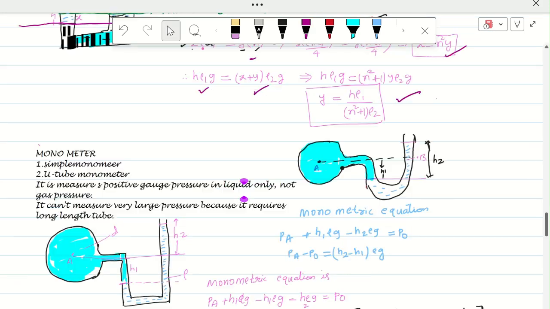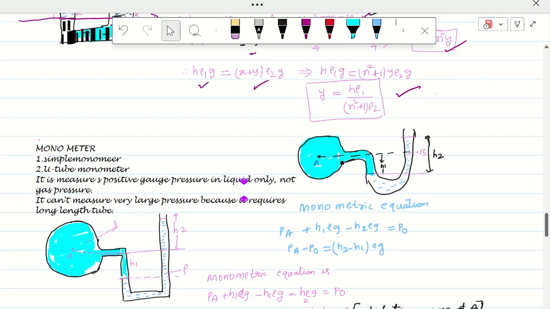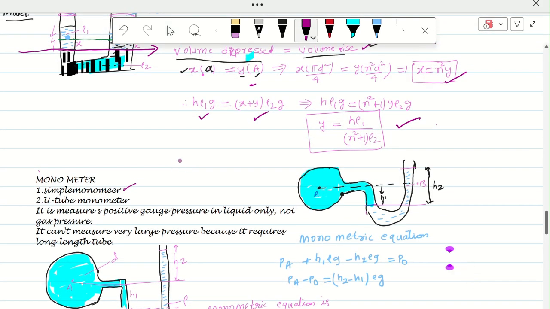Right? Now, coming to the manometer. The manometer is used to measure the gauge pressure of liquids only, not gases. Gas pressure cannot be measured. Two types of manometers are there. One is the simple manometer. The simple manometer looks like this.